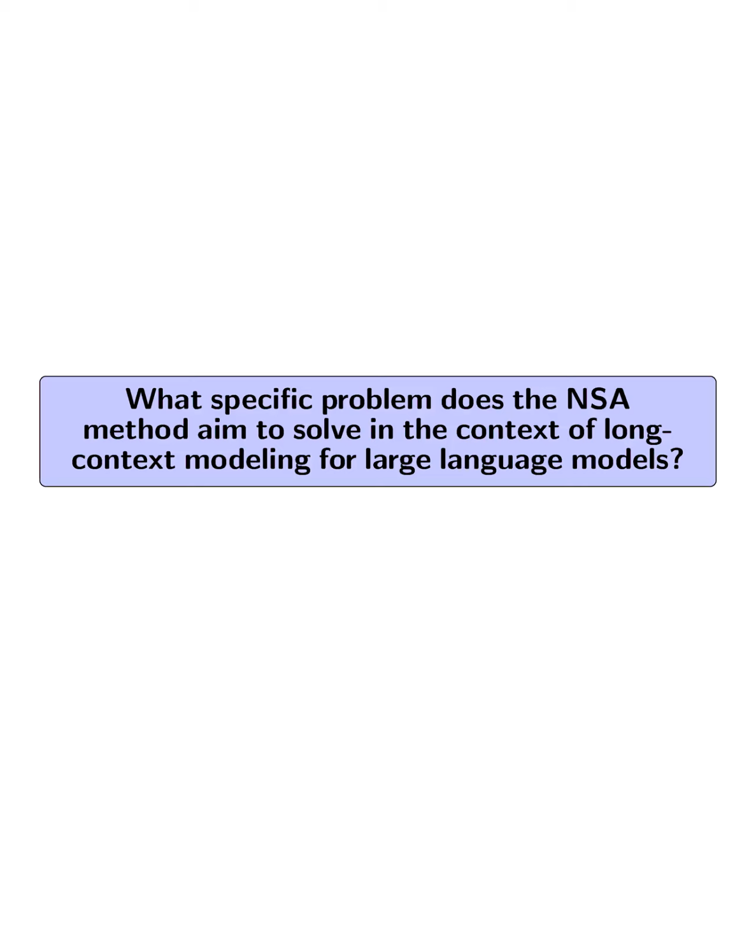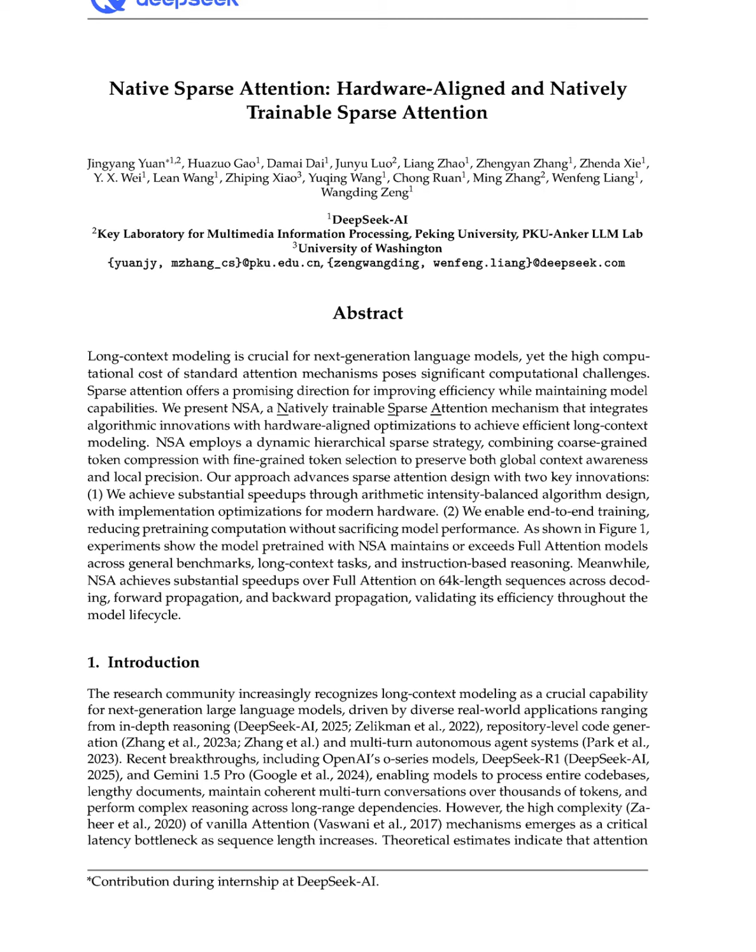What specific problem does the NSA method aim to solve in the context of long context modeling for large language models? The NSA method aims to solve the critical latency bottleneck associated with vanilla attention mechanisms in long context modeling for large language models, particularly as sequence lengths increase.